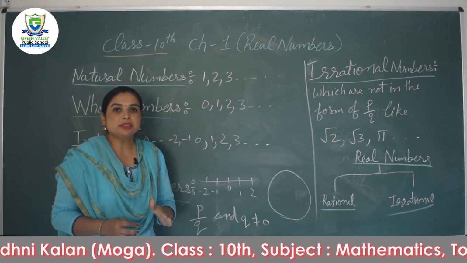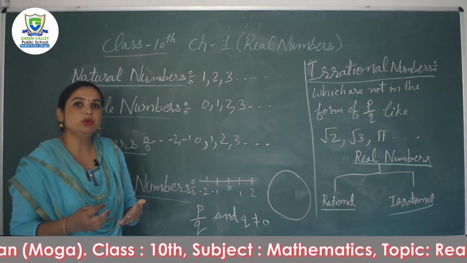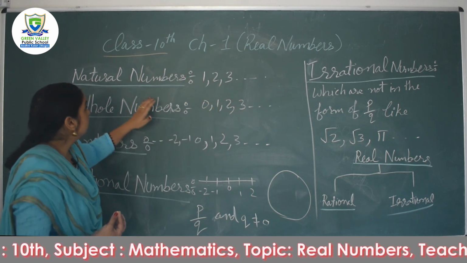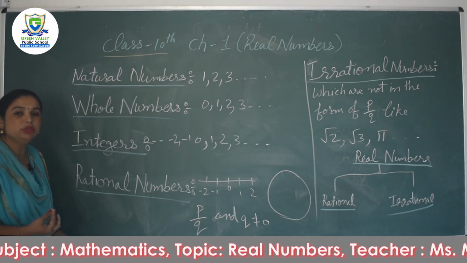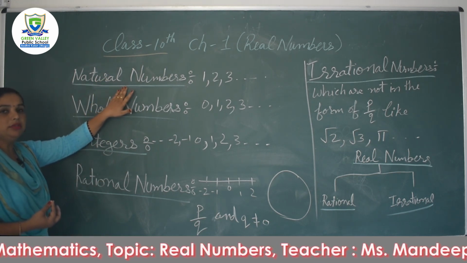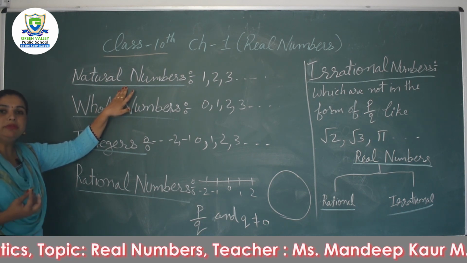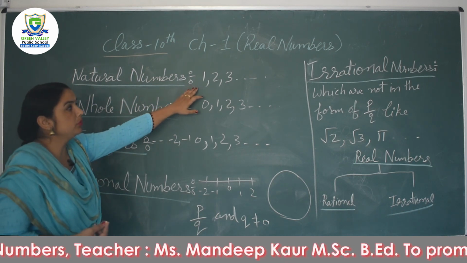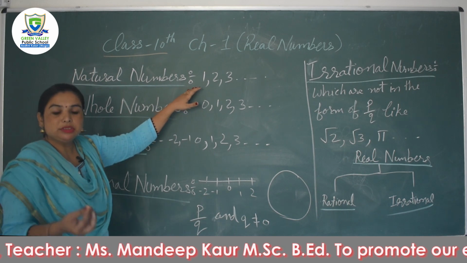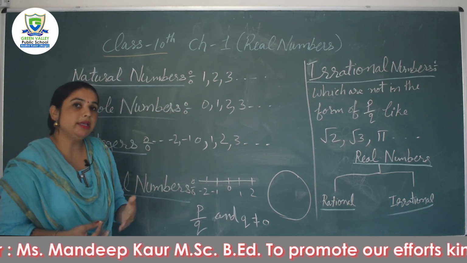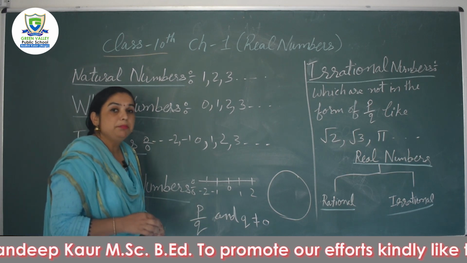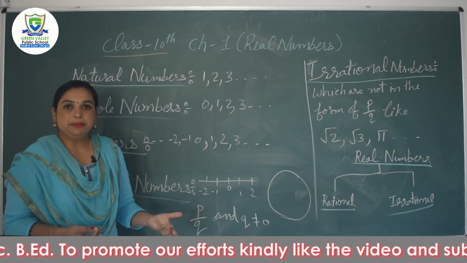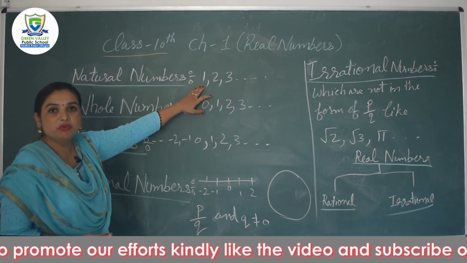In real numbers, students, we have all types of numbers. So we'll check which types of numbers come in real numbers. For this, I have written some numbers on the board. Very first, I have written natural numbers. Natural numbers are what we can also call counting numbers. To count things, we use these numbers, and they are called natural numbers. If I ask how many pens you have, you will say 1 or 2. These are called counting numbers, and it starts from 1.